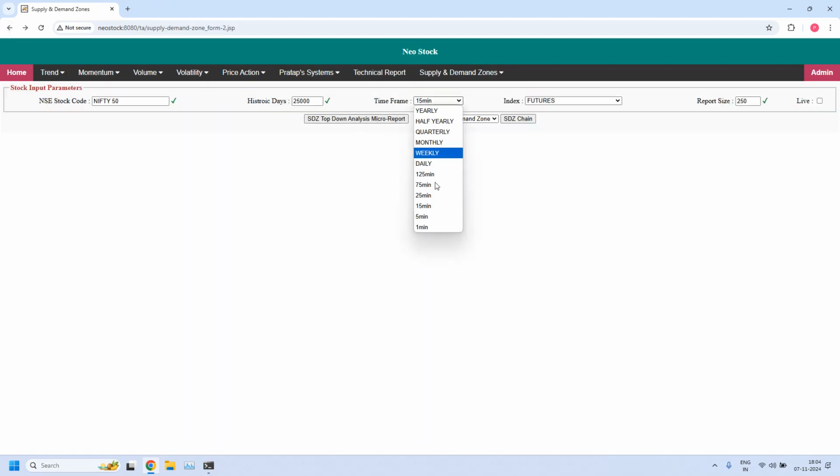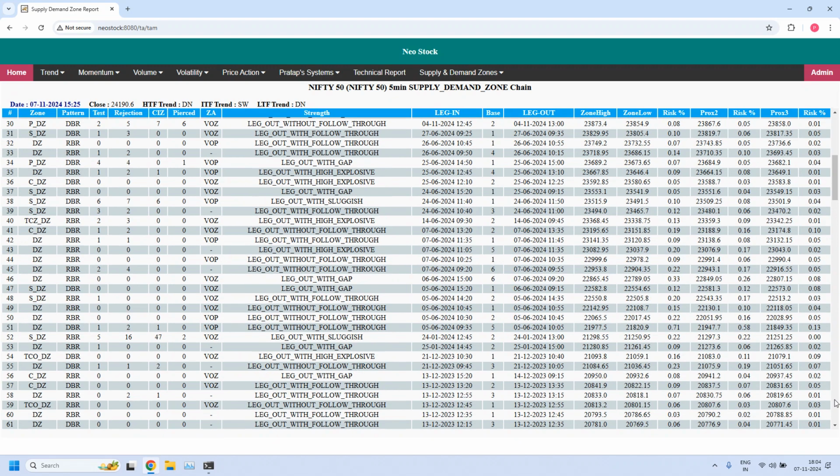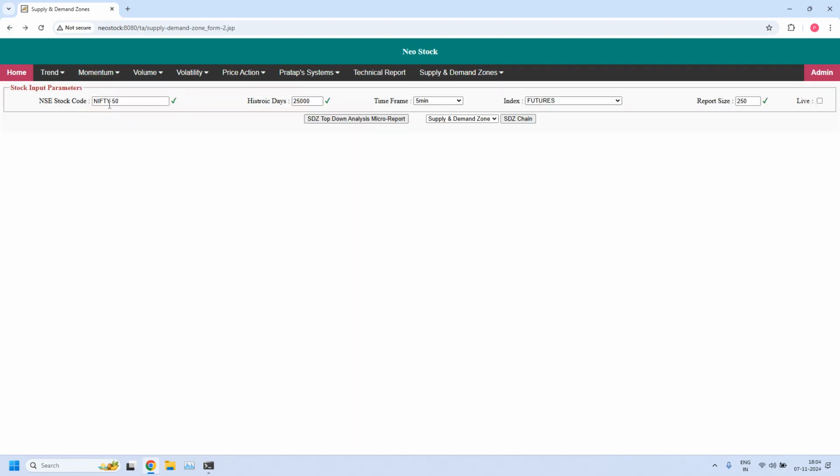Next time frame is 5 minutes, generating 5 minute supply demand zone chain for NIFTY. And demand zones are very few. I am scrolling the list down so that you can get access to the remaining nearest demand zones. Okay, this is about NIFTY supply demand zone chain. Next I will generate supply demand zone chain for BANKNIFTY. That is nothing but NIFTY Bank.